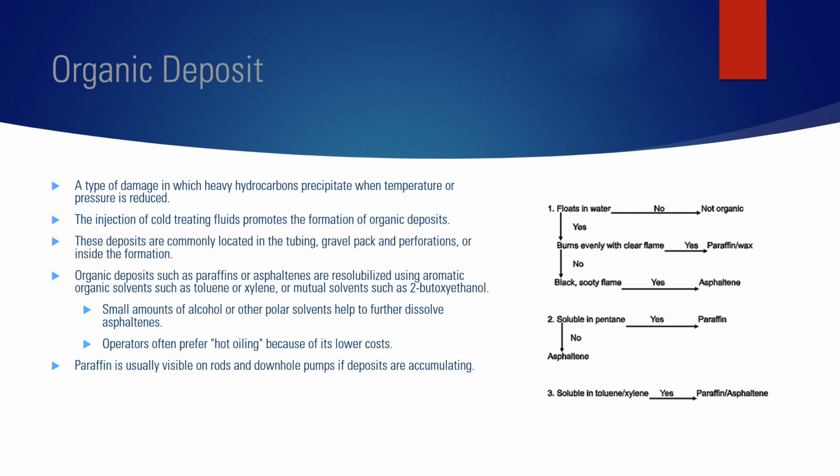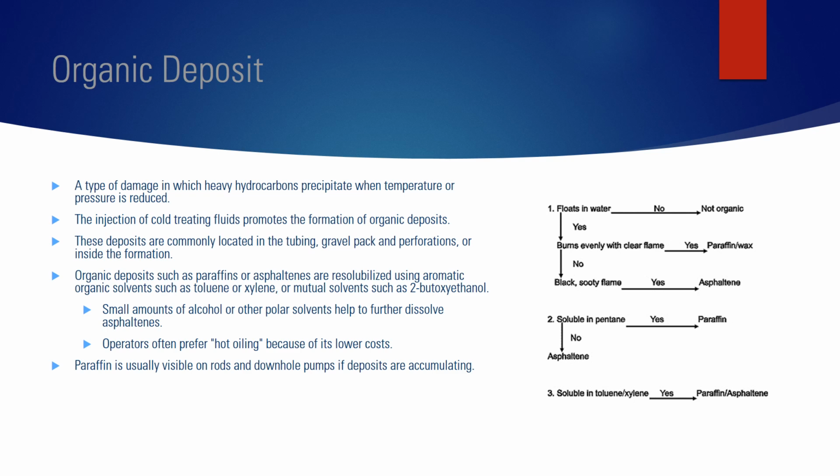Organic deposits. It's a type of damage in which heavy hydrocarbons precipitate when temperature or pressure is reduced. The injection of cold treatment fluids promotes the formation of organic deposits. These deposits are commonly located in the tubing, gravel pack, and perforations, or inside the formation.